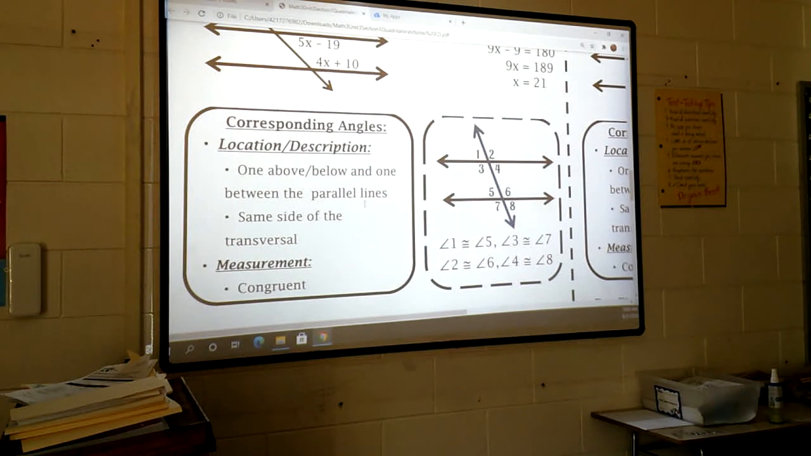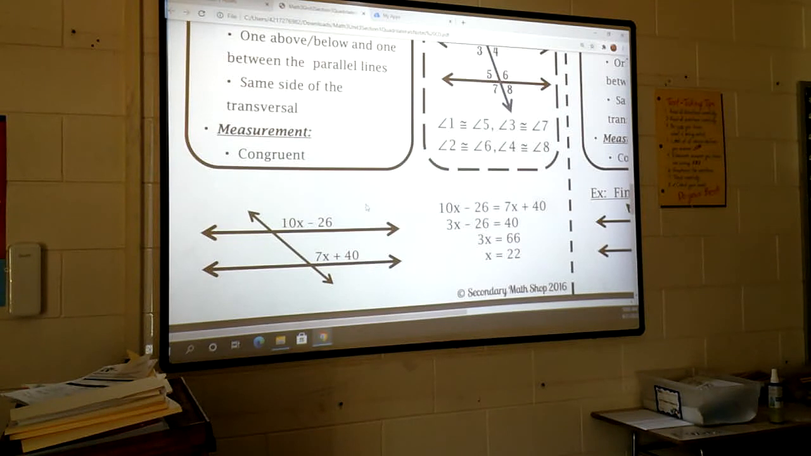Right? That's corresponding. So if you get a corresponding here, like this example, you get the top right and the top right, you set them equal to each other, just like we did the alternate interior and the alternate exterior, and you solve for x. Okay? That's page 2. So far we have alternate interior, alternate exterior, consecutive, and corresponding. Now we're going to move to the last page.